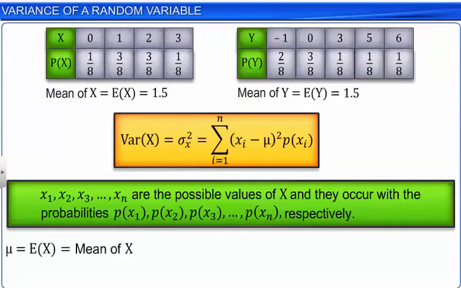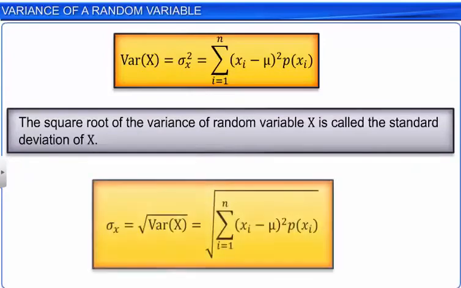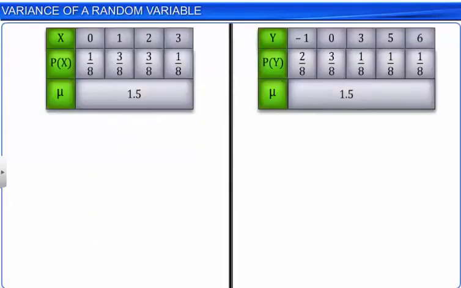The formula can also be written as sigma x squared is equal to E of x minus mu whole squared. The square root of the variance of random variable x is called the standard deviation of random variable x. The formula for standard deviation is shown here. Now, we'll find the variances of the given probability distributions as follows.